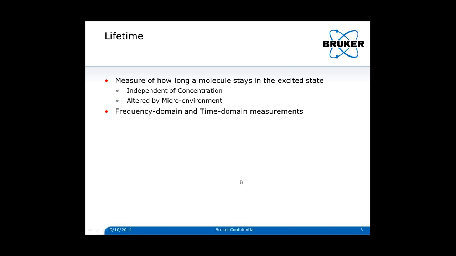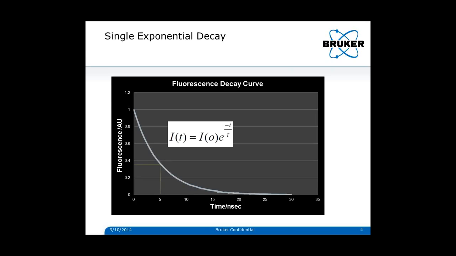So how do we measure lifetimes? We can measure lifetime with frequency domain techniques as well as time domain techniques. The time domain techniques are more popular with laser scanning microscopes, and we use a technique called time correlated single photon counting that can be easily used with scanning microscopes.